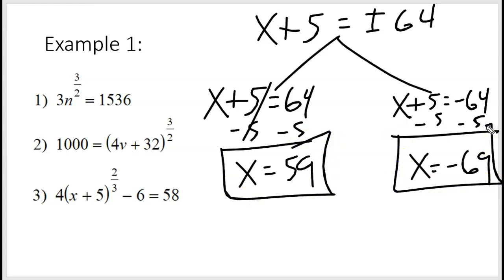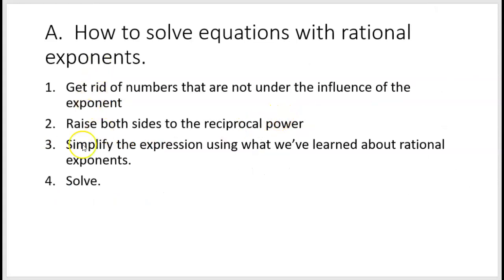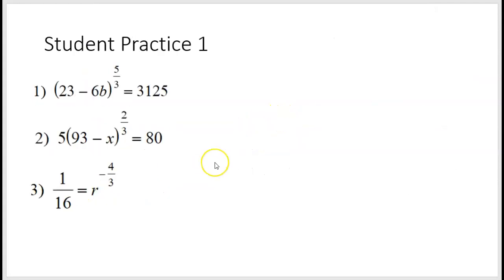So if you ever have a situation where you're taking an even root of a positive number, you're going to end up getting a positive and negative result, so that'll give you 2 different answers. Okay, so there's your same basic 4 steps every time.